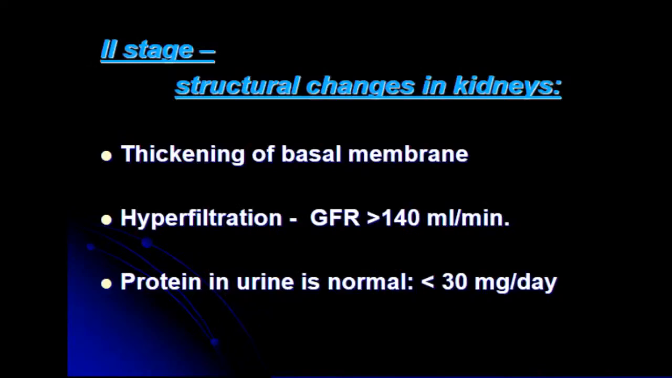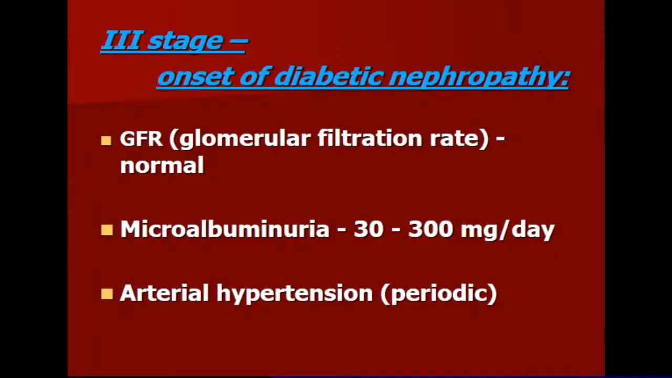Second stage, structural changes in kidneys, thickening of the basal membrane, hyperfiltration, glomerular filtration rate also more than 140 ml per minute. Protein in urine is normal, less than 30 mg per day. Third stage, onset of diabetic nephropathy. Glomerular filtration rate normal.